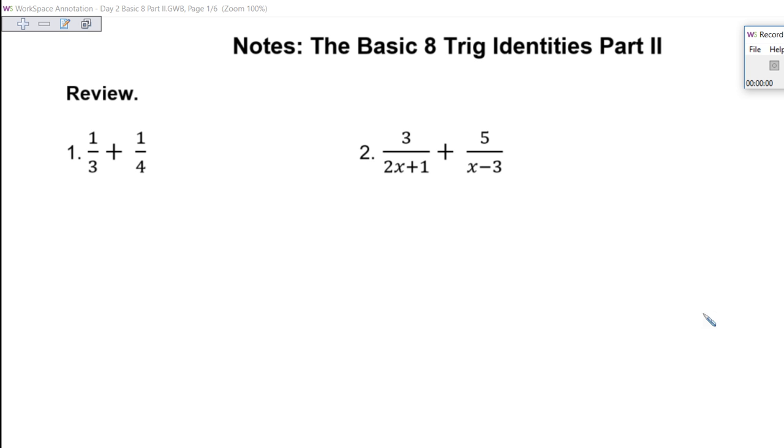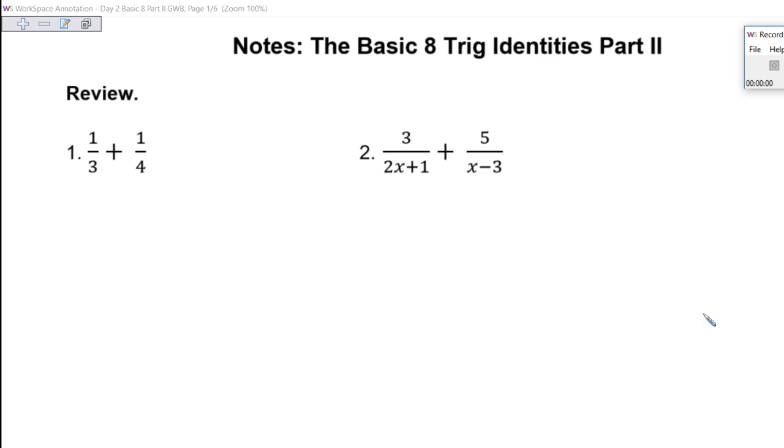Today we are doing more verifying of trig identities as well as doing trig proofs using those basic 8 trig identities from yesterday, as well as doing a little bit of factoring and common denominator work. So if you look at number 1, for problems 1 and 2, what do the instructions say? Review. Number 1 is a really old review.